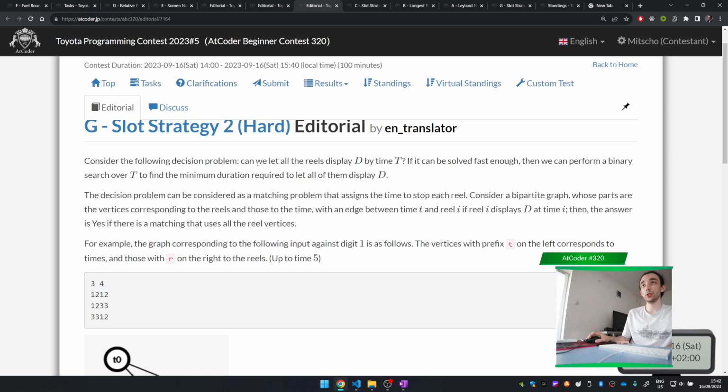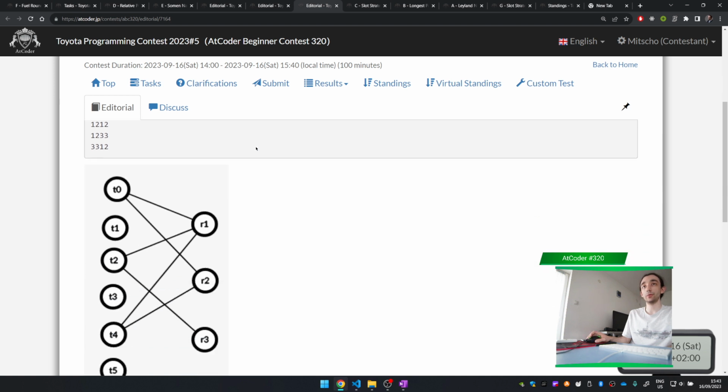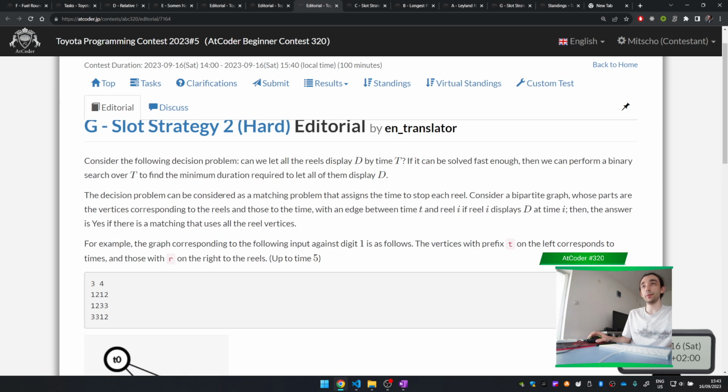Consider the following decision problem: can we let all the reels display D by time t? So this is what I said. Can we fix this digit by time t? Can we solve that? We can solve this fast enough. We can perform binary search over this. So the decision problem can be considered as a matching problem that assigns the time to stop each reel.